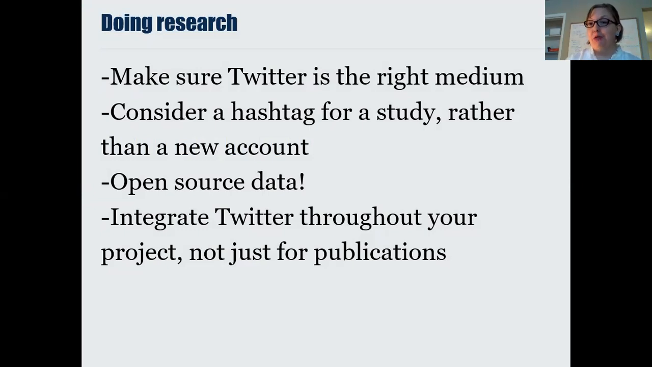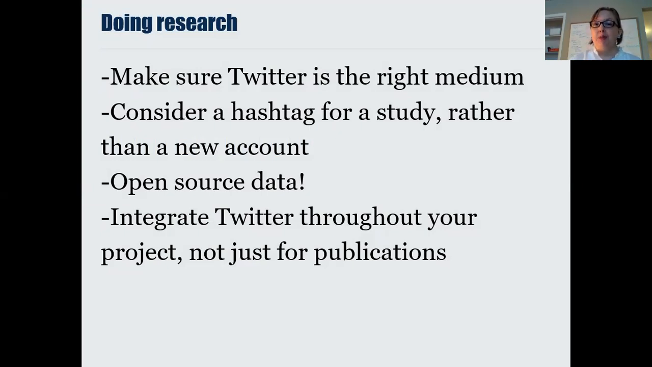So you can create a new account for a study, but I think using a hashtag is a much better way to proceed, because then you can engage with more people. And then you also don't have to worry about what happens to the account at the end of the study. Do we delete it? Do we get rid of it? What do we do? So I think a hashtag is a better way to go.